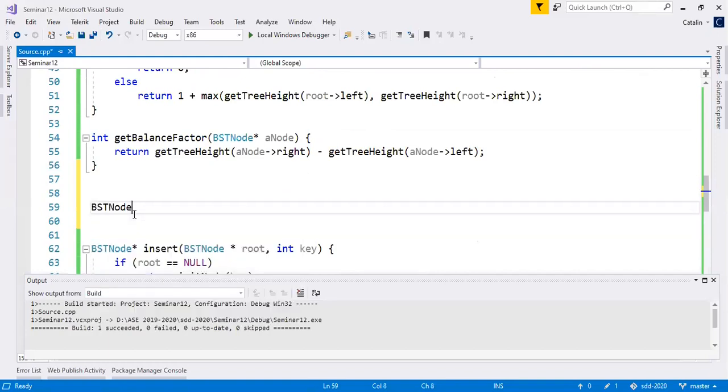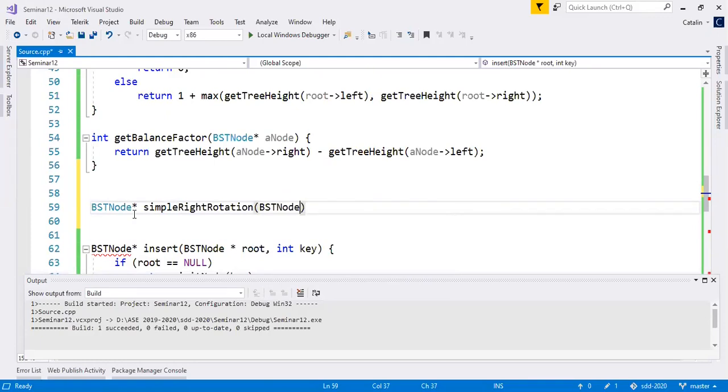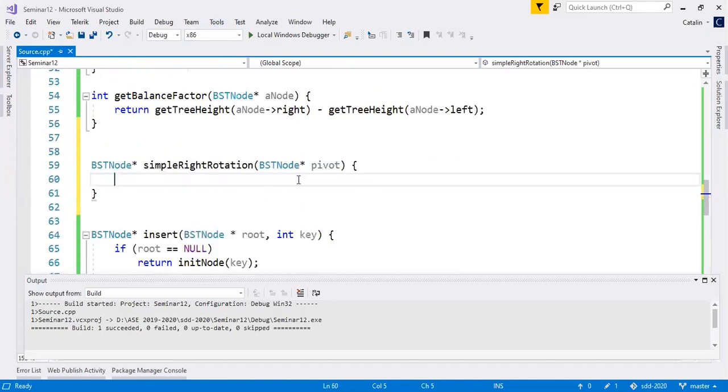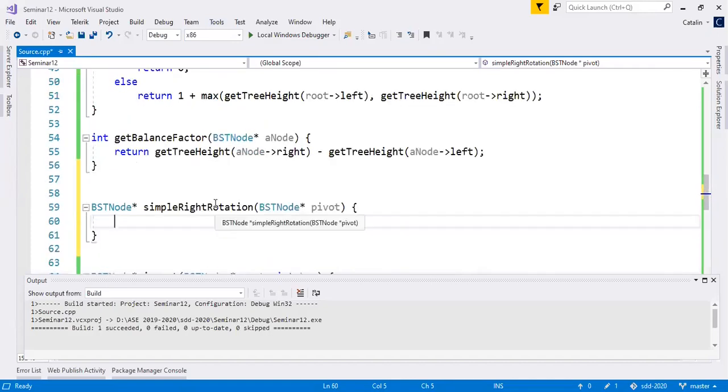BST node. Okay, so simple, right? Rotation. So what do we get here? We get the pivot. Okay, we know it's a simple right rotation, so we don't check. You do the check here. So you already know you can do a simple right rotation. We don't check, we don't validate again.